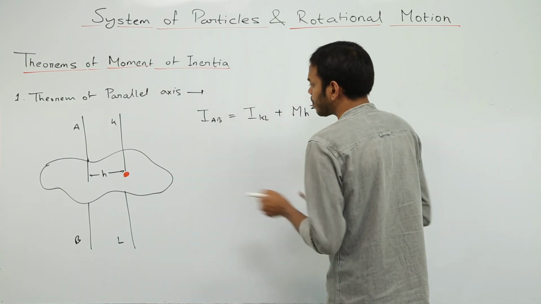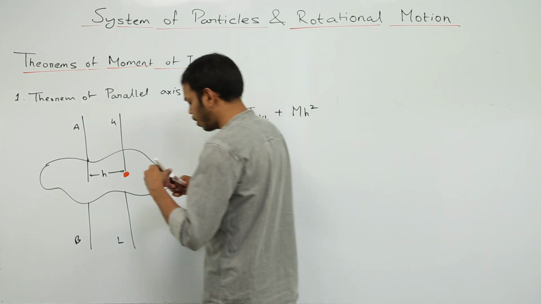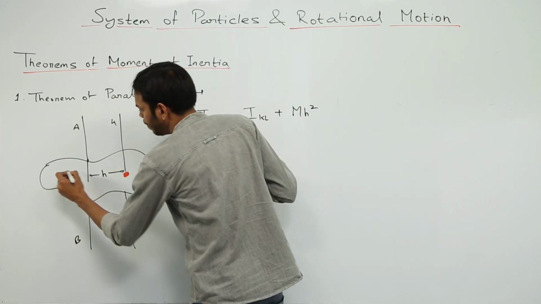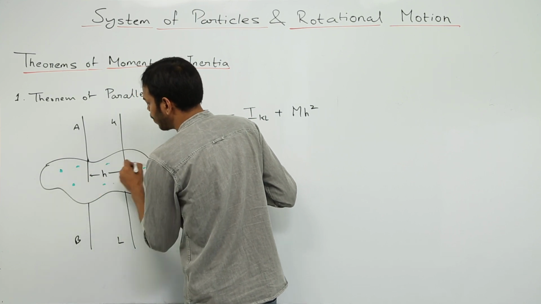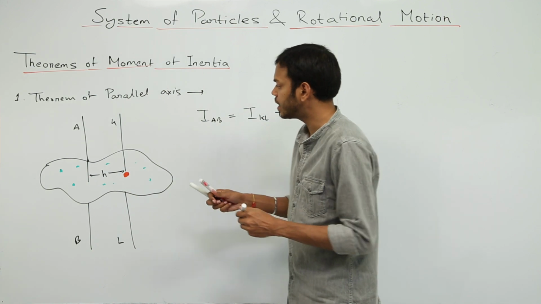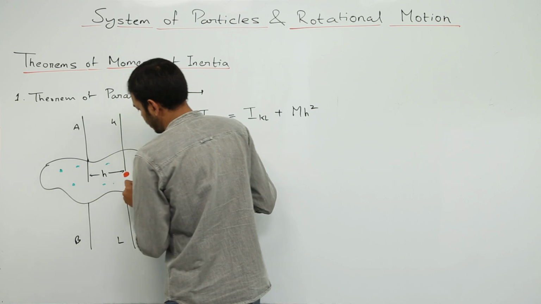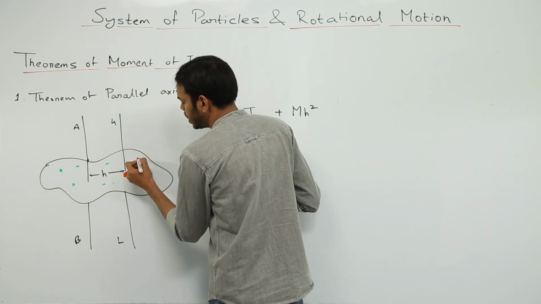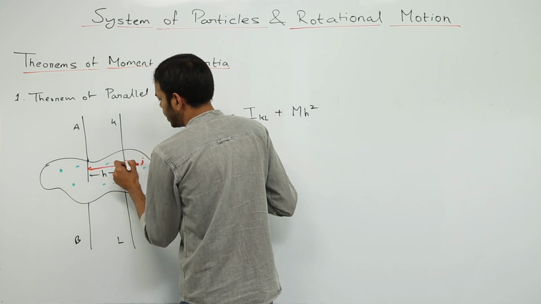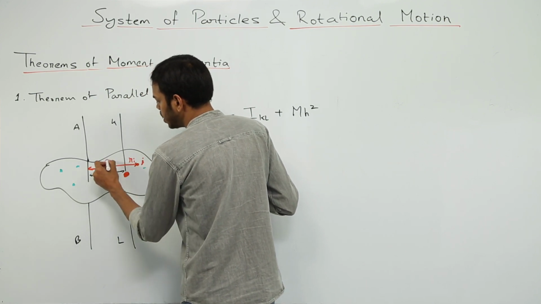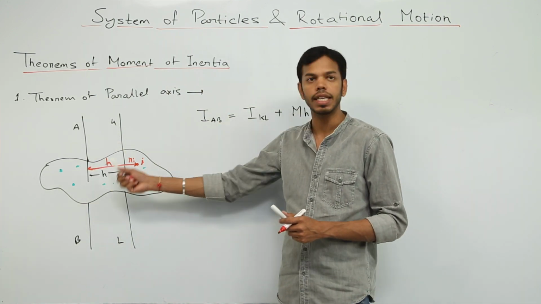First of all, consider a general particle. Since this body comprises n number of particles of various masses m1, m2, m3 at various distances r1, r2, r3 and so on, we have considered just one particle. Let's say I am considering this particle, the ith particle, and consider its distance from KL to be ri, so its distance from AB would be h plus ri.